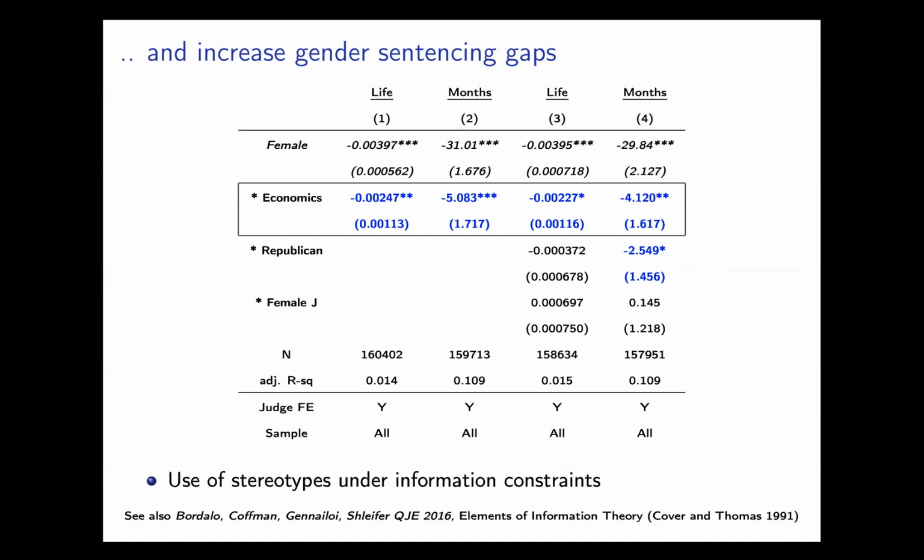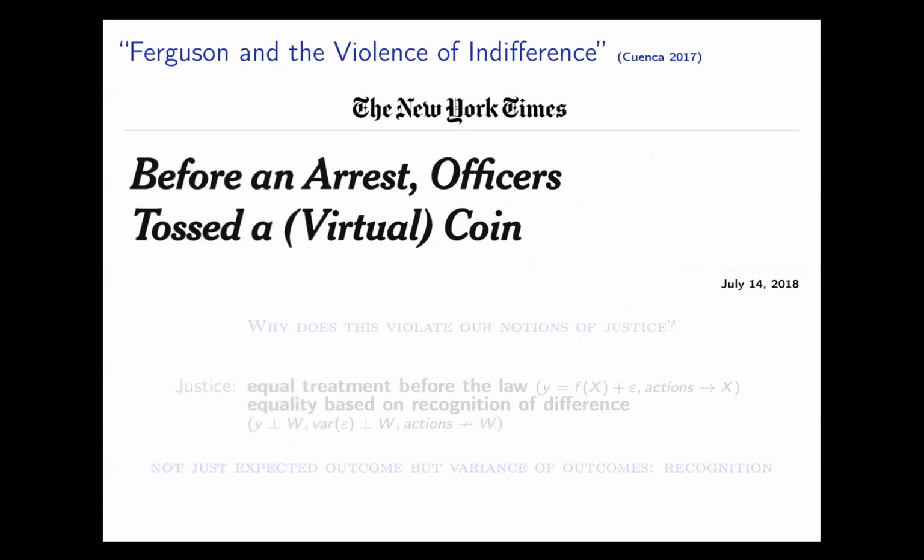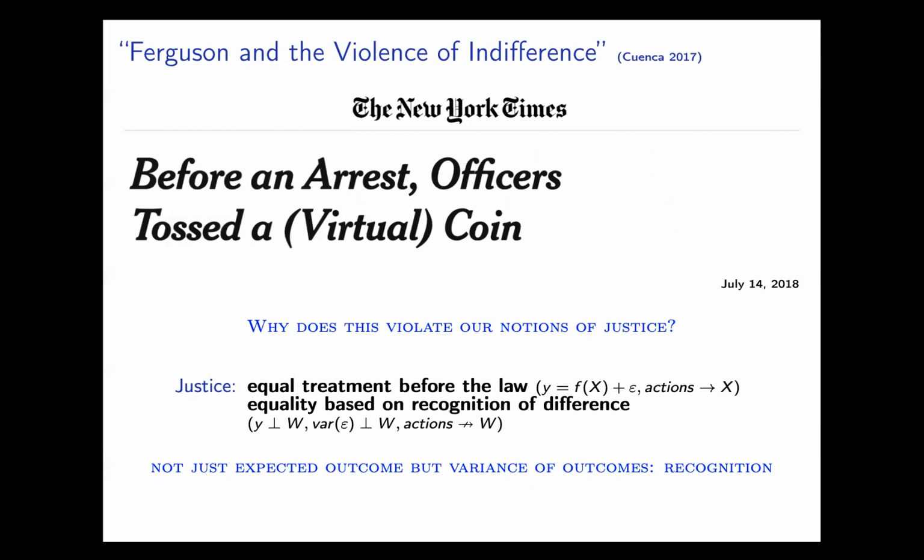Now, what is it about stereotypes, indifference, the use of a virtual coin to make a decision to arrest that violates our notions of justice, equal treatment for the law, and equality based on recognition of difference? Perhaps it's not just the expected outcome, but the variance of outcomes. That is the recognition of the merits of the case, the actions that you took to achieve a particular legal outcome.